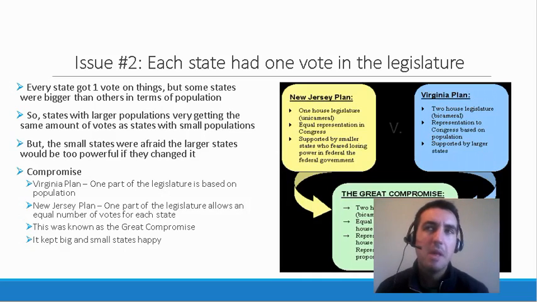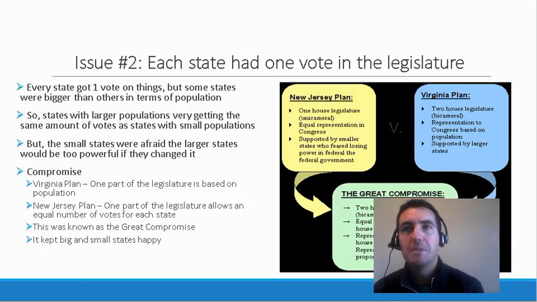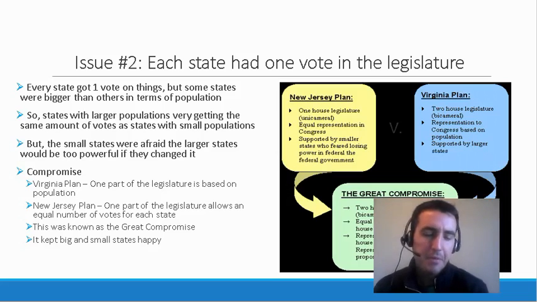So they have to figure out a way to make it more fair in terms of population. Problem with that is smaller states are a little afraid of that because they feel like if it's only based on population, that the big states are going to dominate everything and their voices are never going to be heard since they're small states. So they reach a compromise. The compromise is this. There's 2 plans that kind of combine them together. One's called the New Jersey plan. One is called the Virginia plan.